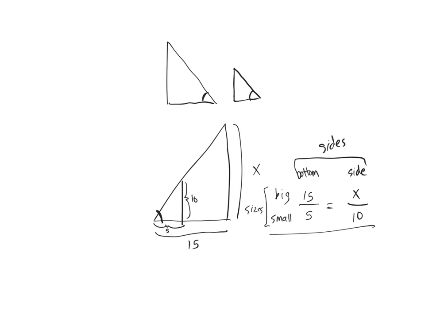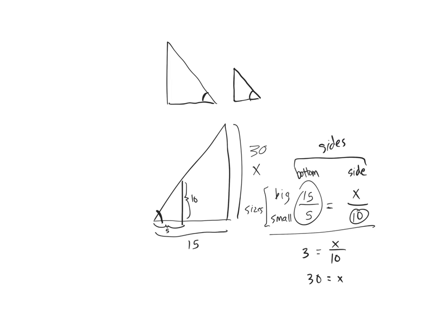Okay, so now how to solve this, because we want to solve for x. First, you can simplify this fraction here, so that's just 3. So 3 equals x divided by 10. Multiply this 10 over, so you have 30 equals x. So this big side here is 30. Does that make sense? All right, let me know if you have any more questions.